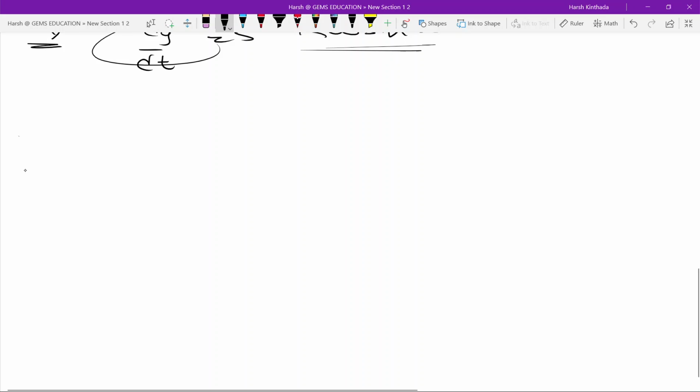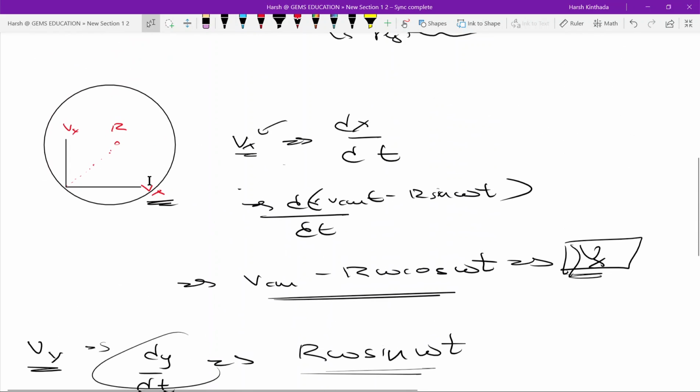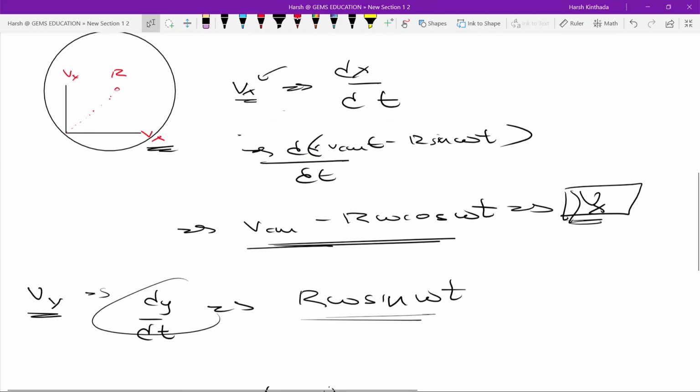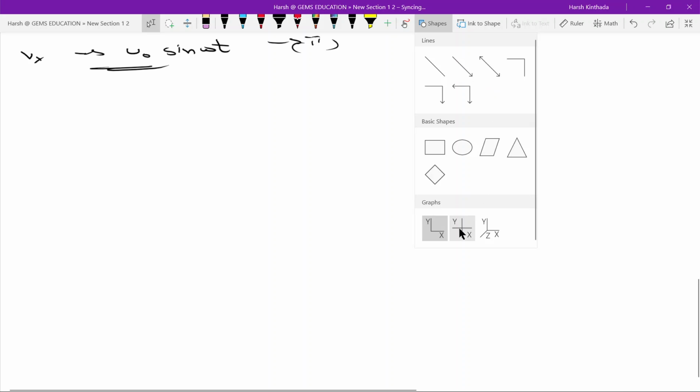Now let me write it down clearly once again. Vx is equal to Vcm minus r omega cos omega t. Vy equals V naught sine omega t. This is equation 1, and this is equation 2. I hope you got the idea. Vx over here is this one, and Vy over here will be r omega sine omega t. This is how we are going to represent it.